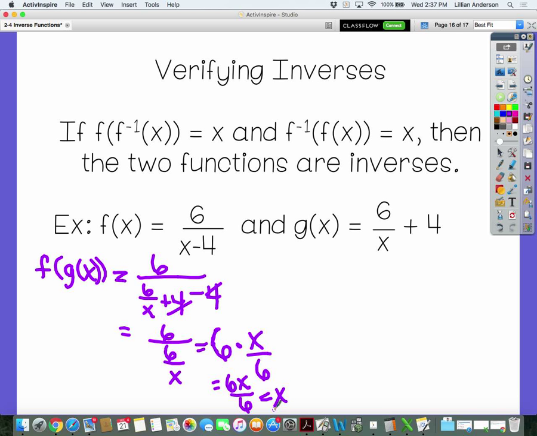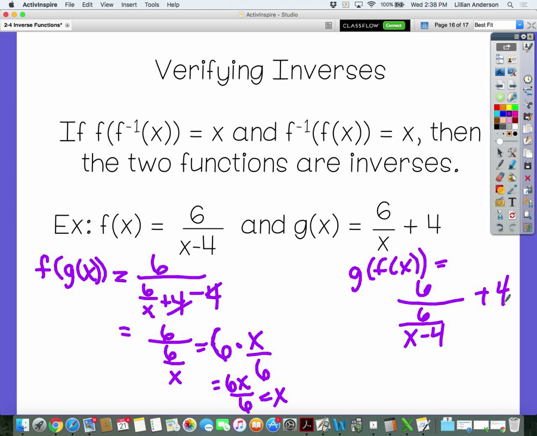But you can't just do one of them. You have to do the other one as well, because there will be ones where f of g of x will equal x, but g of f of x won't. So now we're going to go the other way. We're going to plug f into g. So I'm going to plug 6 over x minus 4 in for x into the g function.